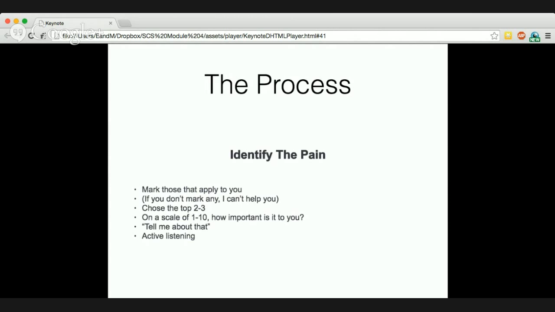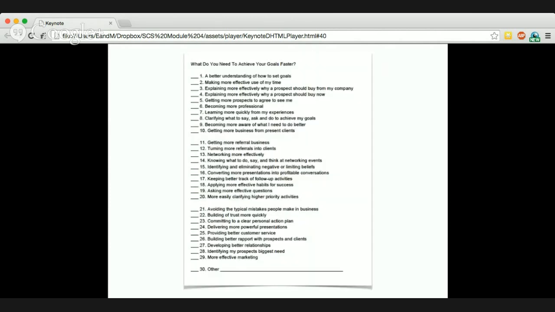Then you say these words and shut up. You say, tell me about that, and shut up. So for example, they marked number 6, being more professional. And I say, on a scale of 1 to 10, how important is that to you? Where 1 would be really not that important, and 10 would be, oh my gosh, change my life, change my business. And he says, that's a 9, becoming more professional. I go, okay, tell me about that. Then they open up and they start talking.